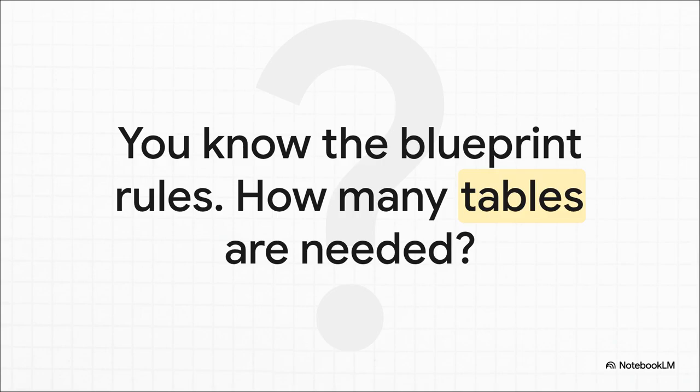So there you have it. You now have the architect's tools. You understand the entities, the attributes, the relationships, and most importantly, the critical rules for turning that plan into reality. So the final challenge is putting it all together. If you were handed a complex blueprint like this one, with strong entities, weak entities, and all sorts of relationships, could you figure it out? Based on everything we've covered, how many tables are needed here?